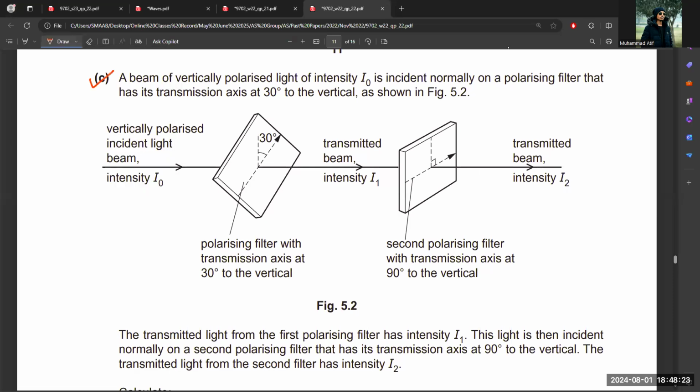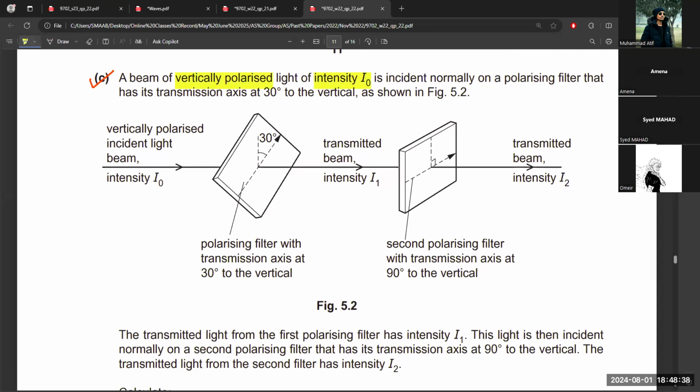OK, so there is one more part of polarization. A beam of vertically polarized light of intensity I naught is incident normally on the polarizing filter that has its transmission axis at 30 degree. Now you can see this is at 30 degree to the vertical as shown in figure 5.2.